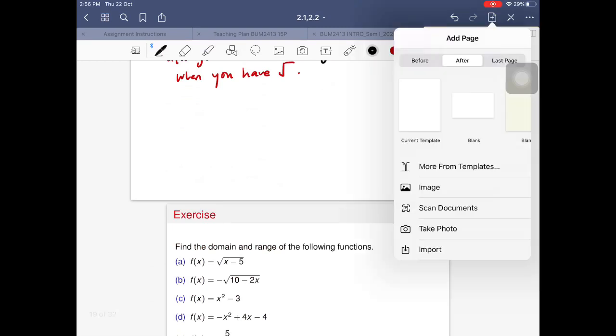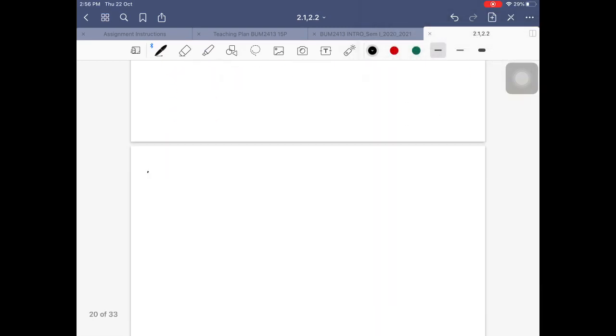Okay, let me add another page. Now let's go to D. So for D, we have k(x), which is going to equal negative square root of x plus 1 again. So there's not going to be much difference in this. The only thing is that the range will be different because we have a negative outside. Okay, let me explain to you in detail here.